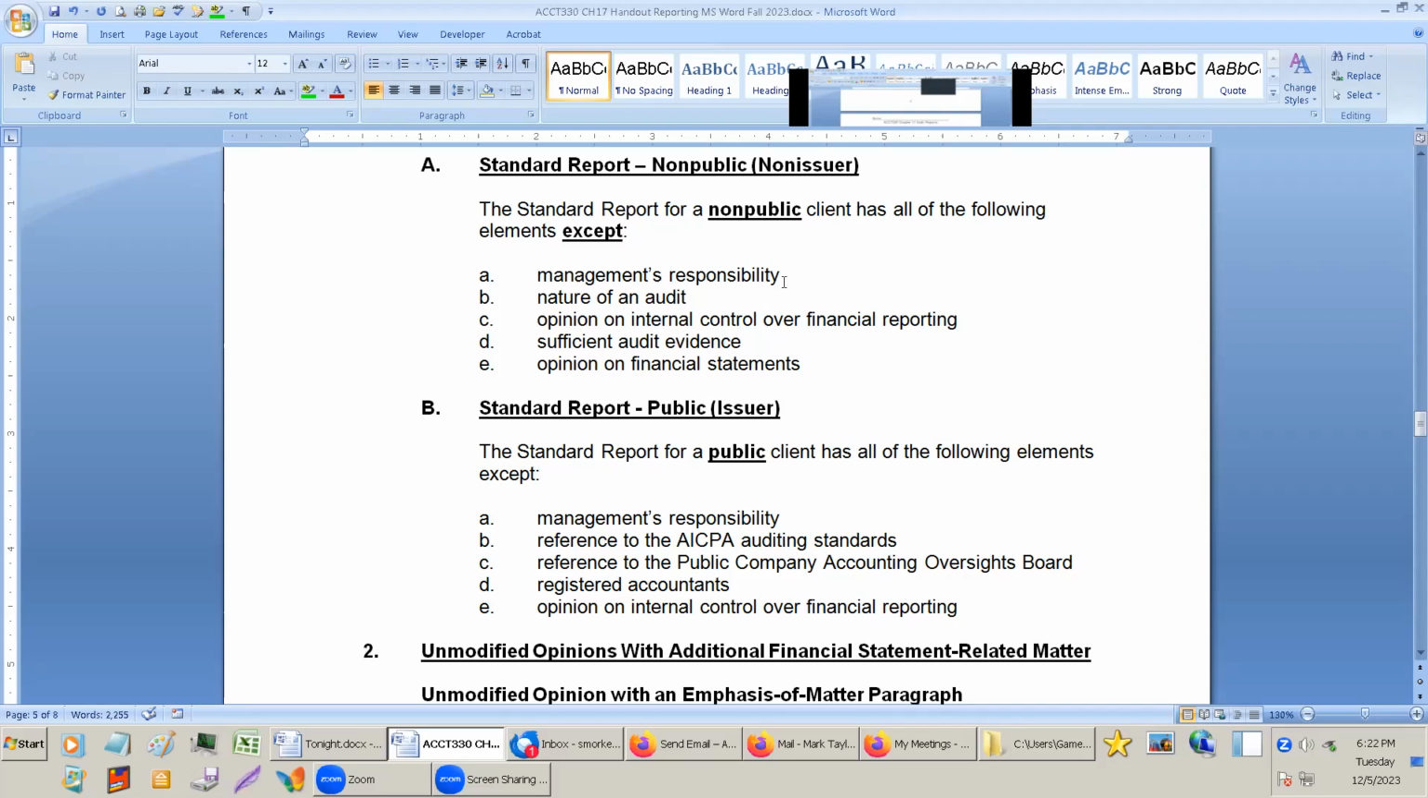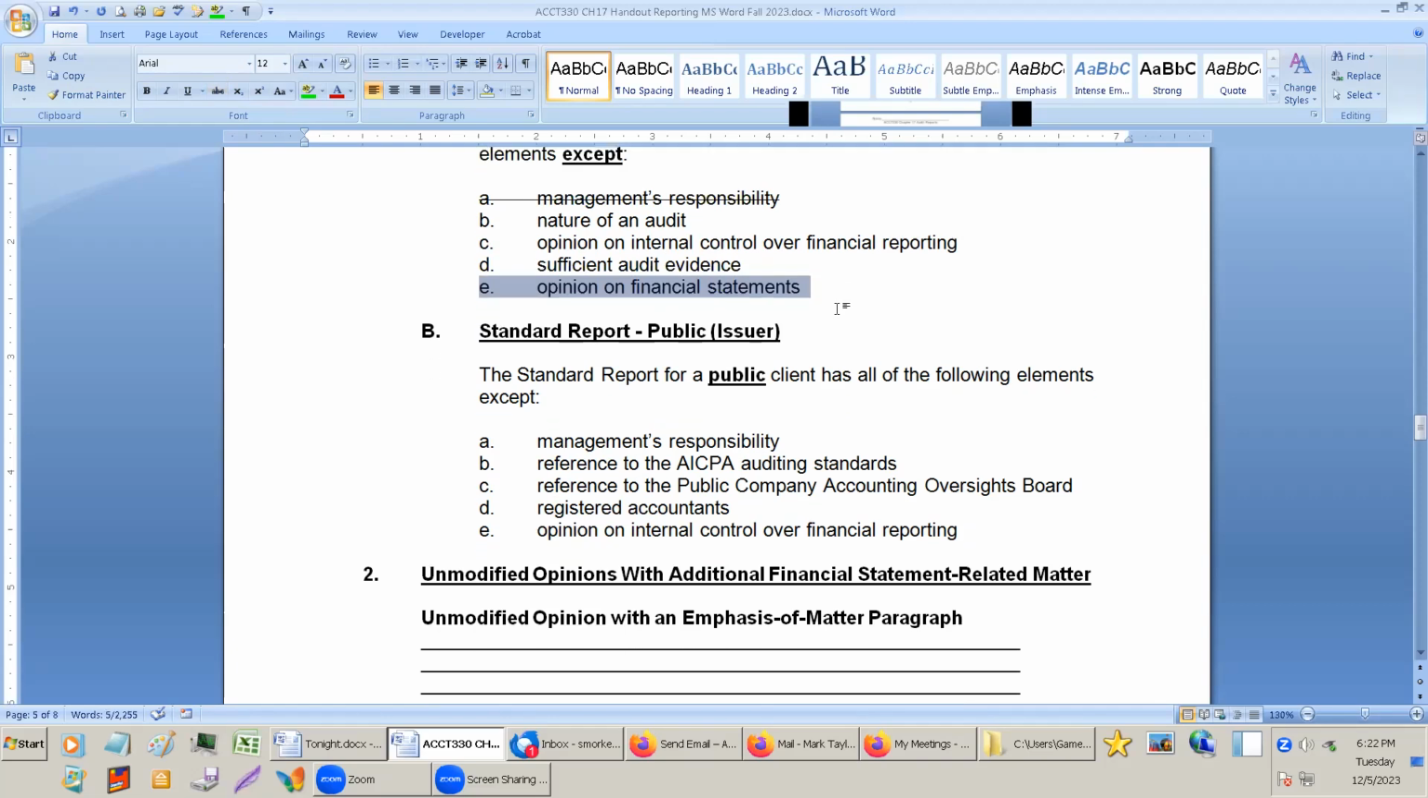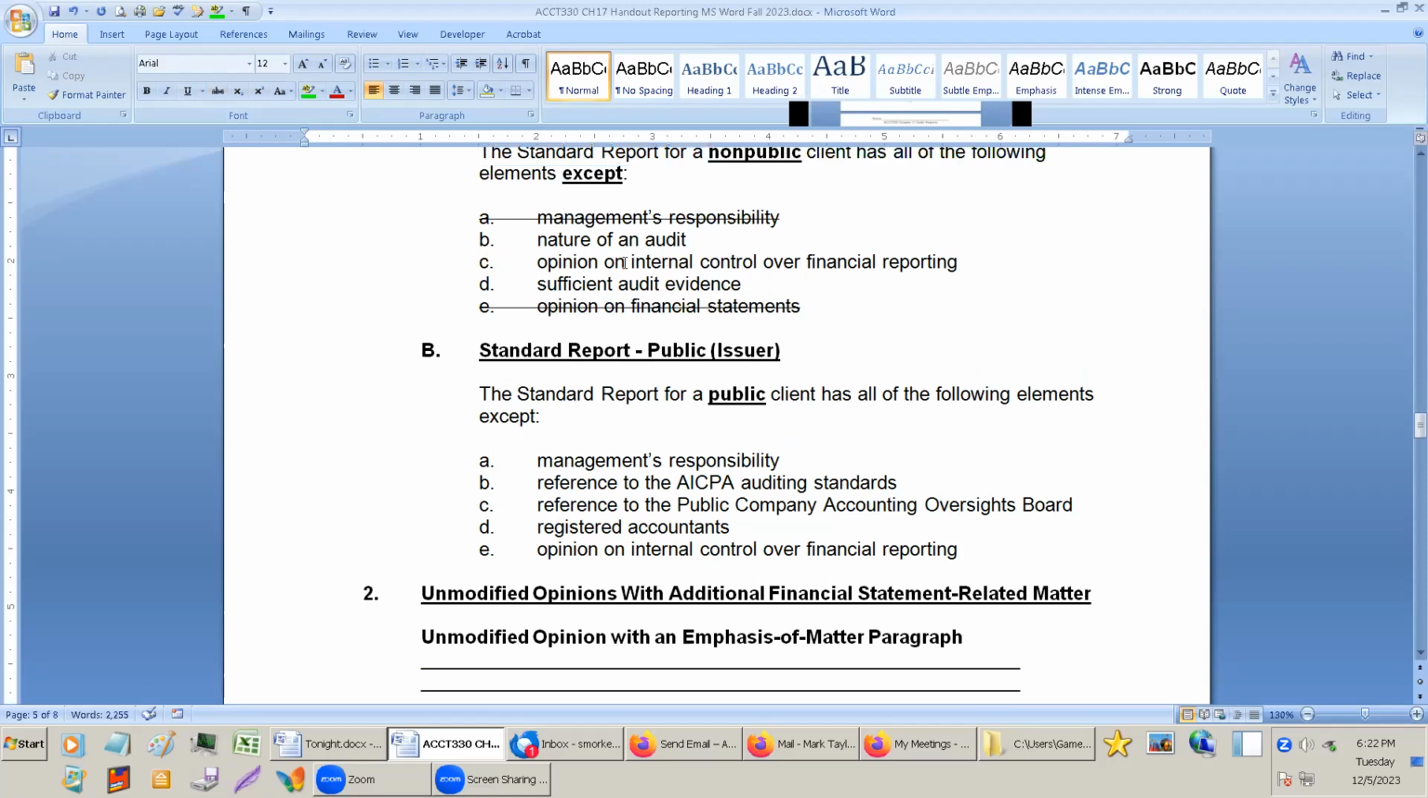I'll tell you what. I'll redo some of it. We do talk about manager's responsibility. So that's not one of them. We do give an opinion on the financial statements. So that's not one of them. And we do have to get sufficient audit evidence. So it's B or C. Oh, I got two in chat. Yes and yes. So C.